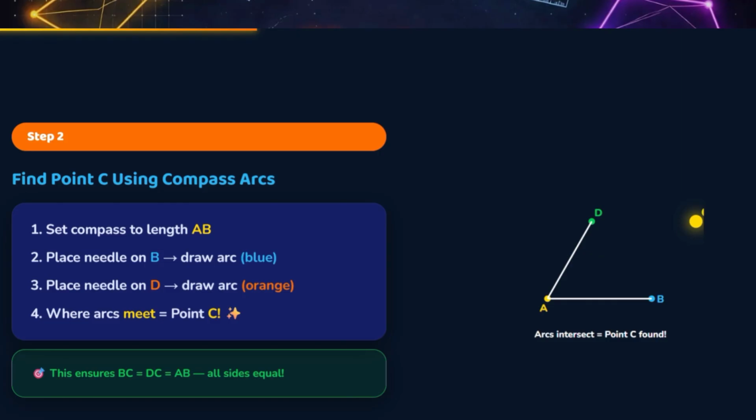We need a fourth point, that is C, such that BC is equal to DC is equal to AB. And here's how you're going to do it. You're going to open your compass to the length AB, place the compass needle on B and draw an arc. Without changing the compass width, place it on D and draw another arc. The point where these two arcs intersect will be the point C here. Now you're going to draw a straight line from B to C and from D to C. You now have a quadrilateral, that is ABCD, where all four sides are equal.